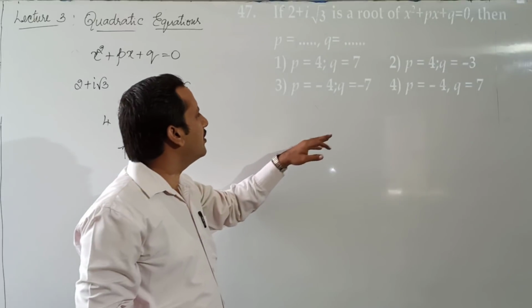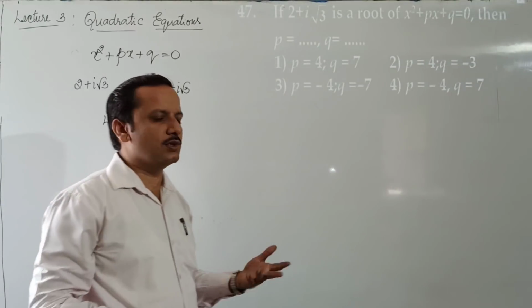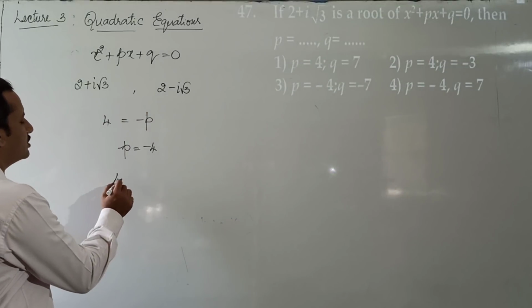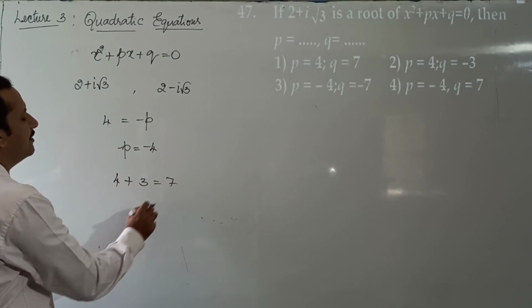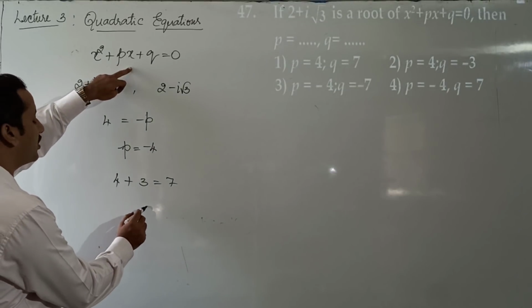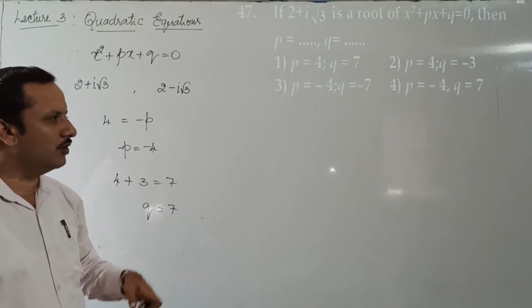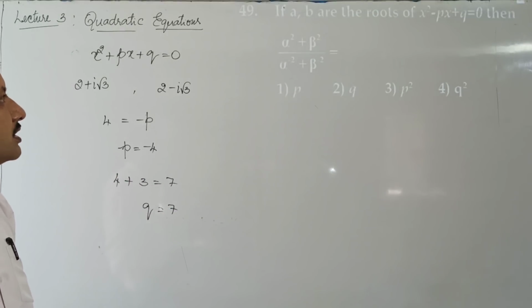P is minus 4 in two options is there. So you have to find out q also. I'll go for product of the roots. Product of the roots is 4 plus 3, which is 7. So here what you get, the product of the roots is q. Q is equal to 7. P is minus 4, q is 7, fourth option.